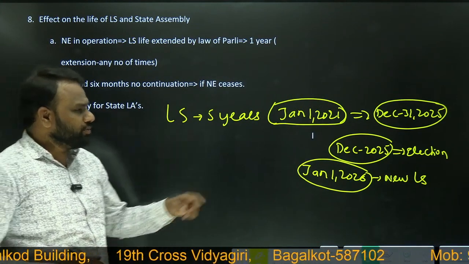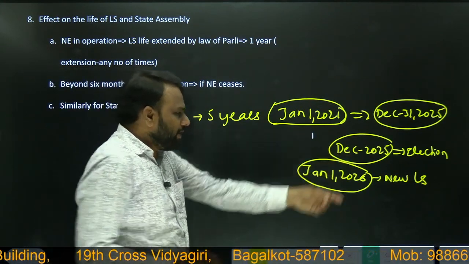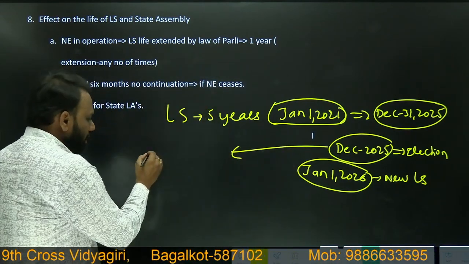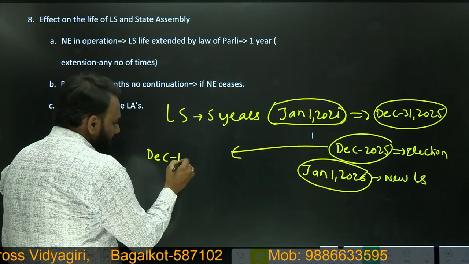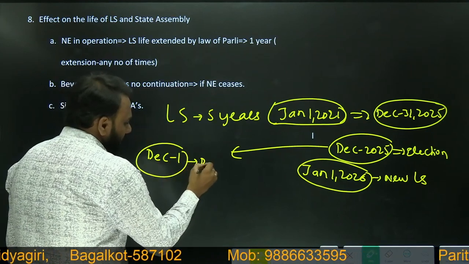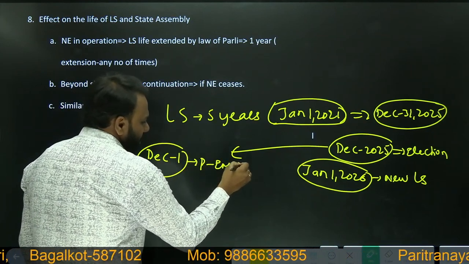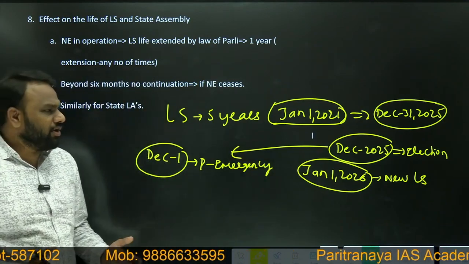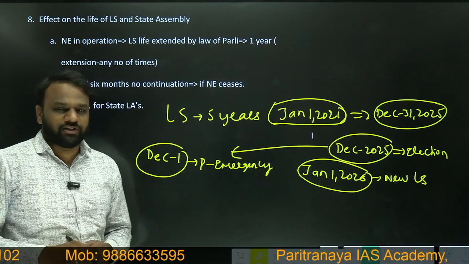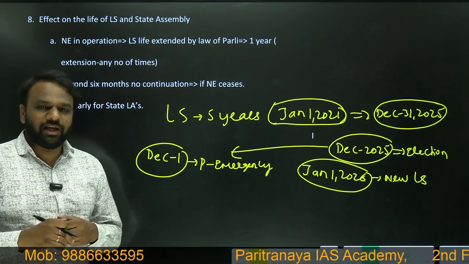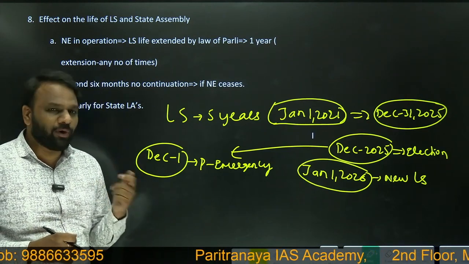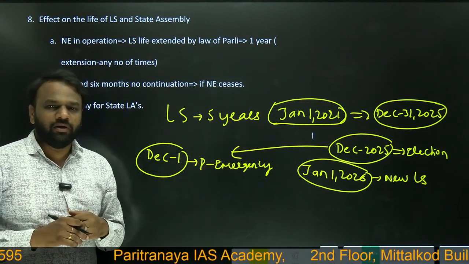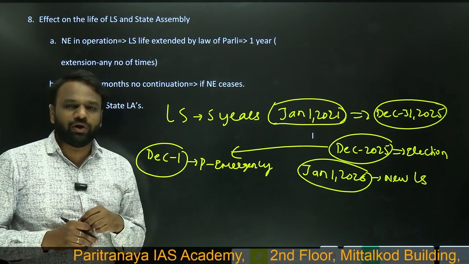Now let us assume in the month of December 2025, on December 1, the President has declared a national emergency. So during emergency, we cannot conduct elections. It is very difficult to conduct elections. So we want to postpone the elections. But if you postpone the election, then what happens? After December 31, 2025, there will be no Lok Sabha. Okay, so there will be no Lok Sabha, but we want a Lok Sabha.